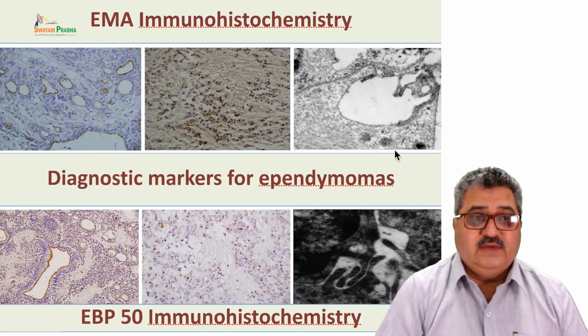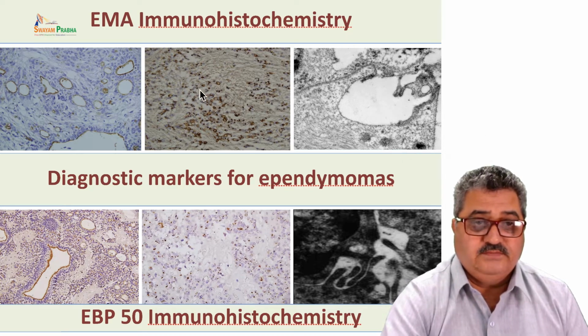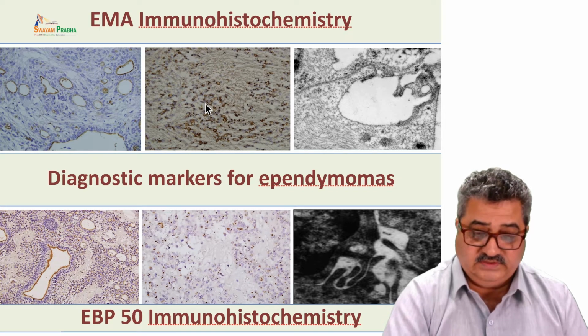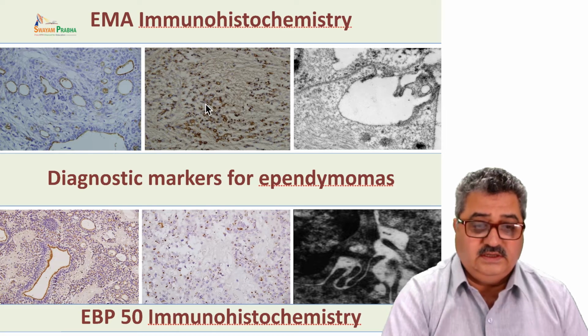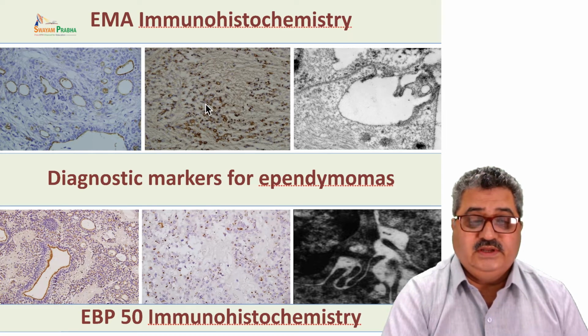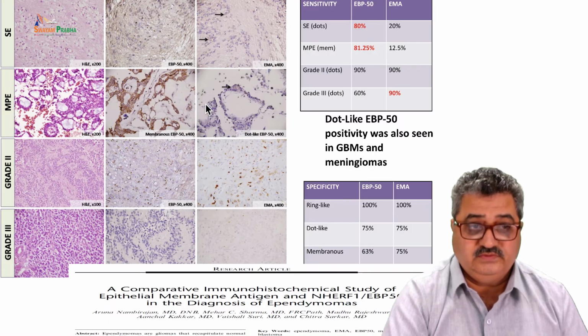Now, one of the best markers for diagnosis on immunohistochemistry is EMA, and the other is EBP50 immunopositivity. Both show ring-like or dot-like positivity in ependymoma, which is very characteristic. Rarely, this ring-like or dot-like positivity can be seen in some GBMs and in meningioma. So one should be very careful.